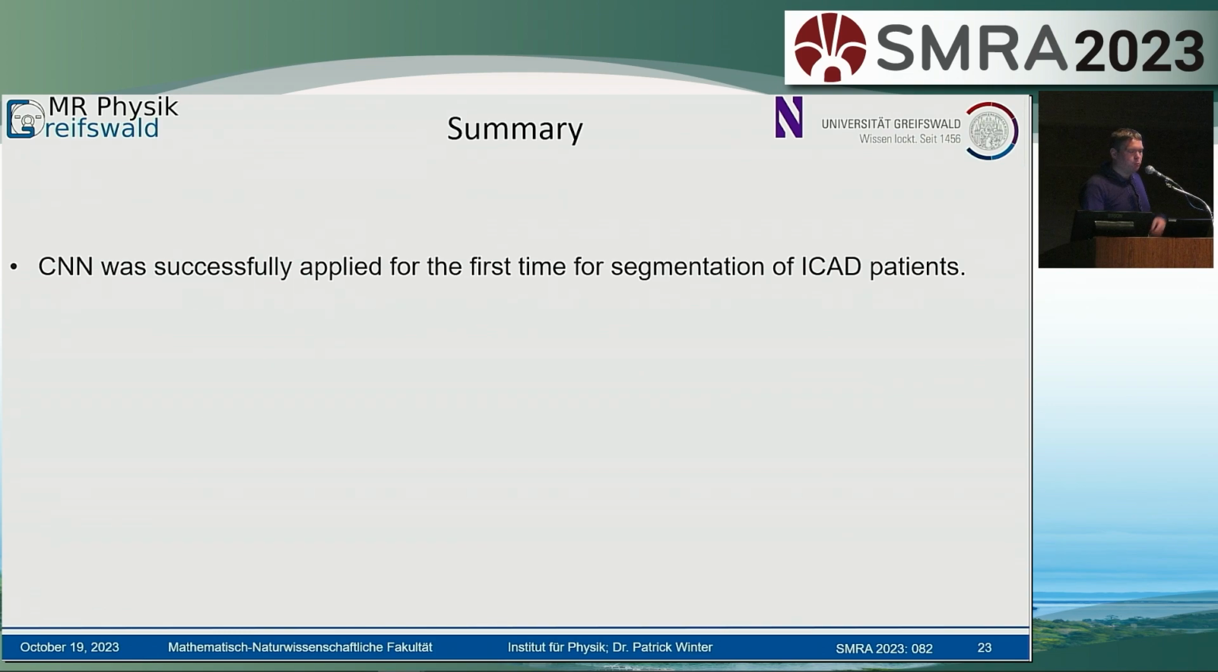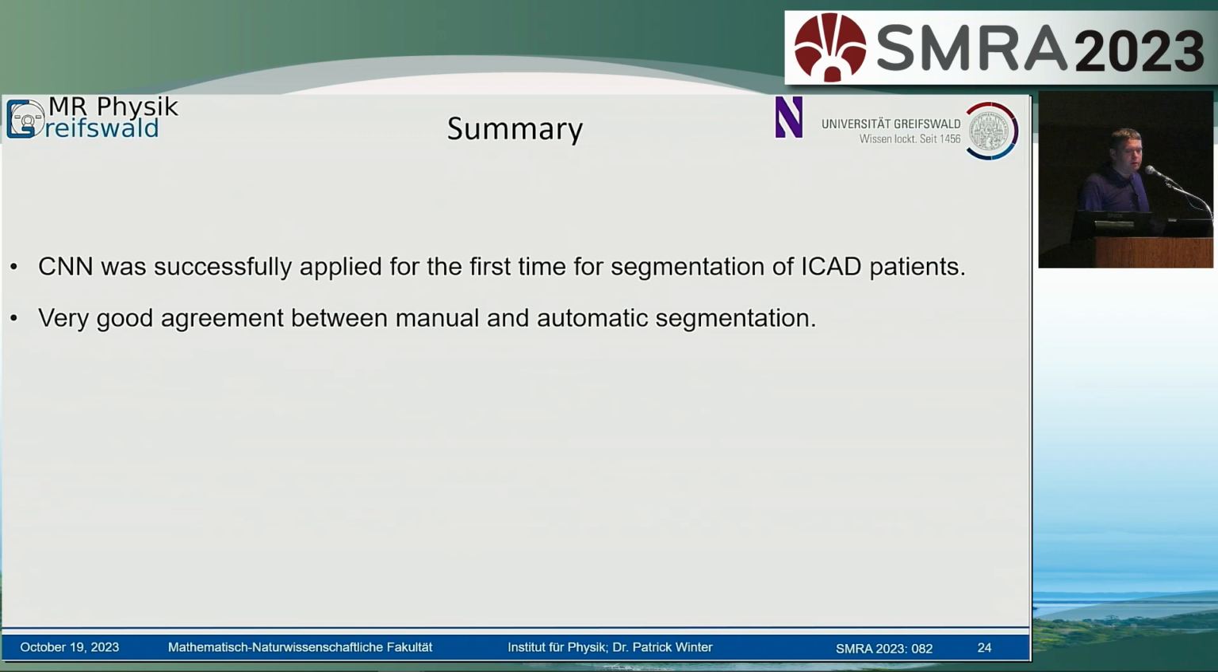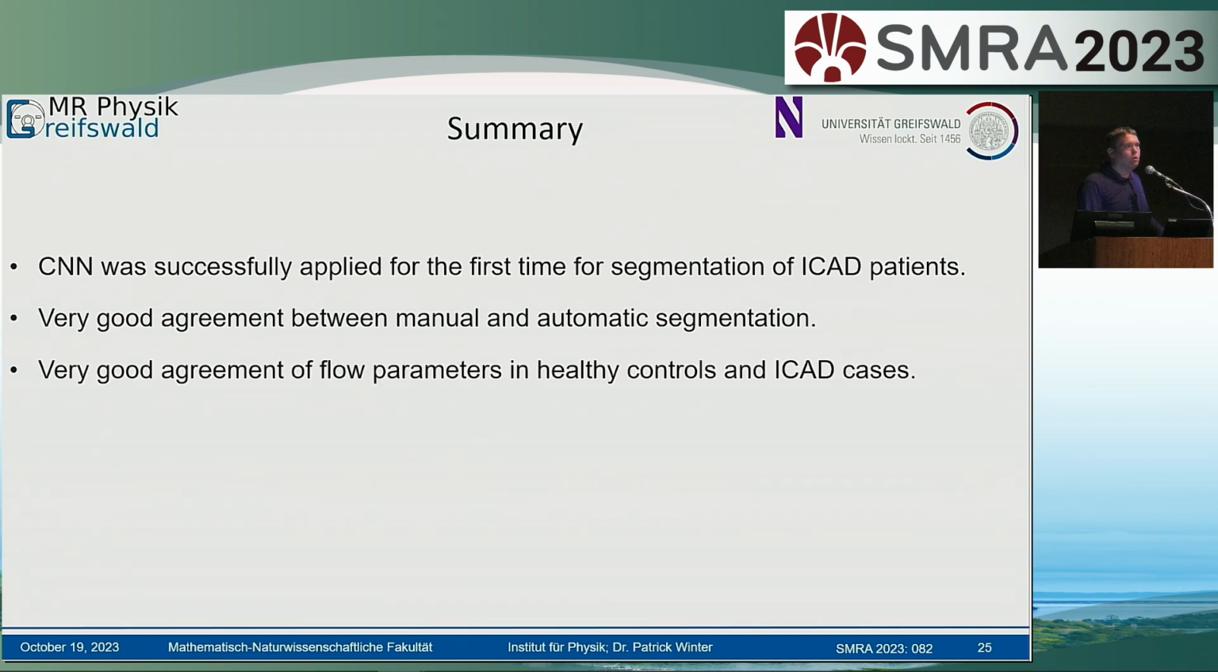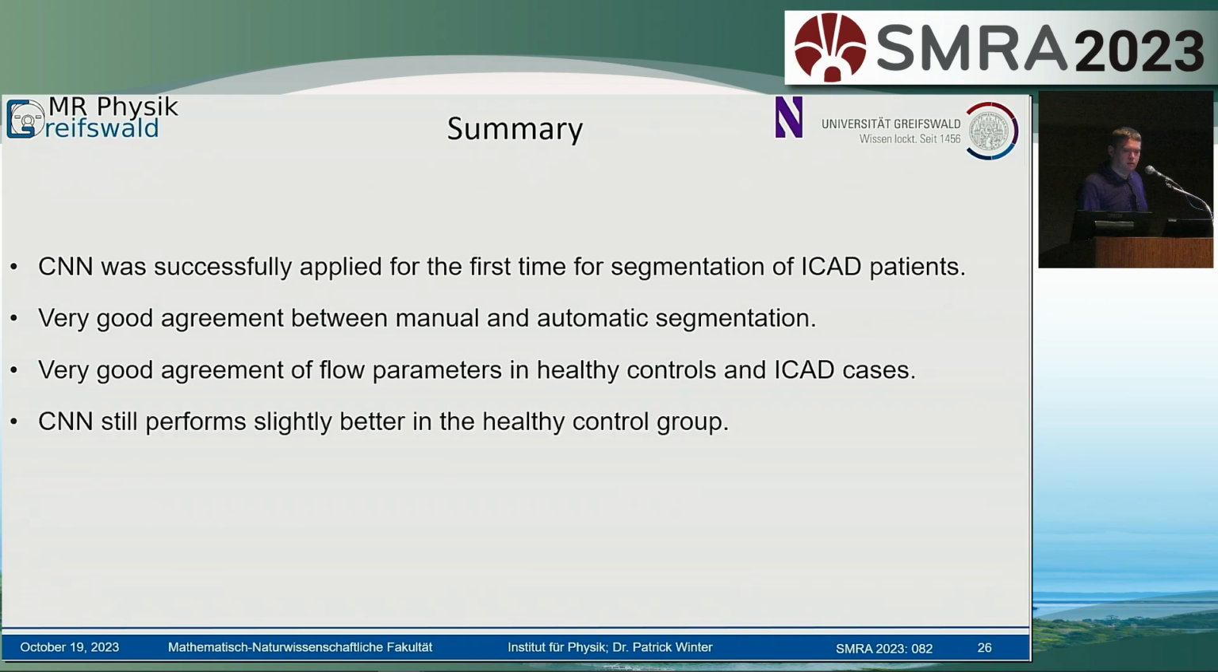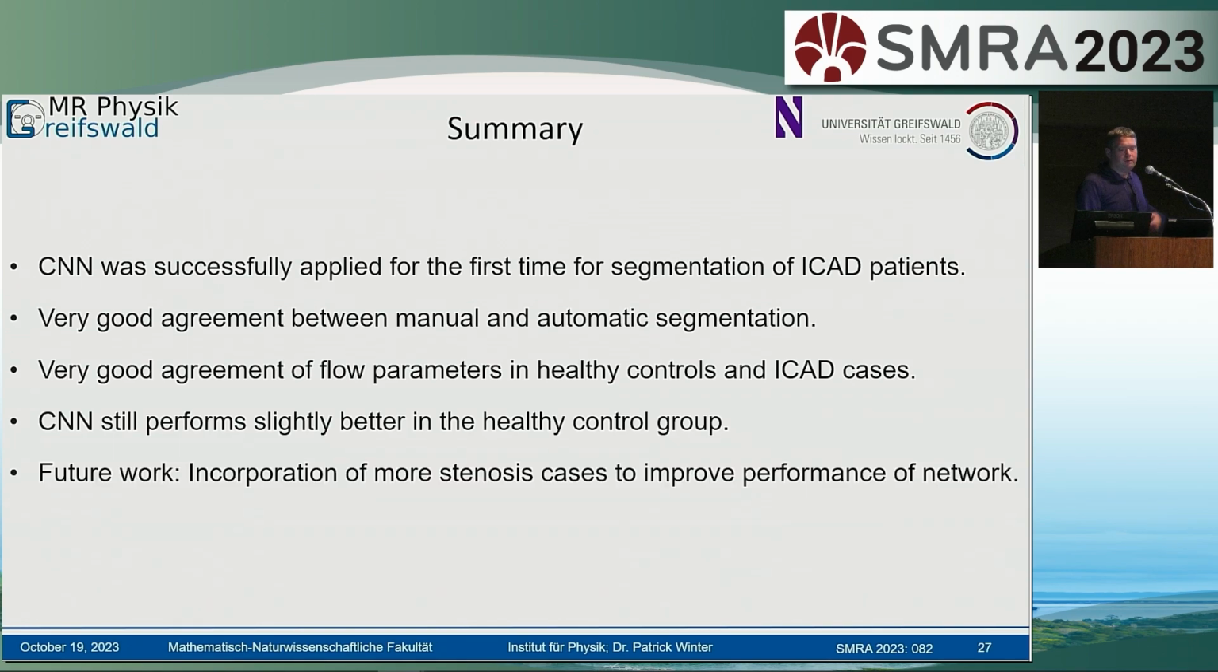To sum up, we can say that we successfully applied for the first time automated segmentation to a large cohort of ICAT patients. We saw very good agreement between manual and automated segmentation, and we also saw very good agreement of the flow parameters in both groups. However, we saw that the CNN still performs slightly better in the healthy control group, and for that reason we want to incorporate even more stenosis cases in the future.